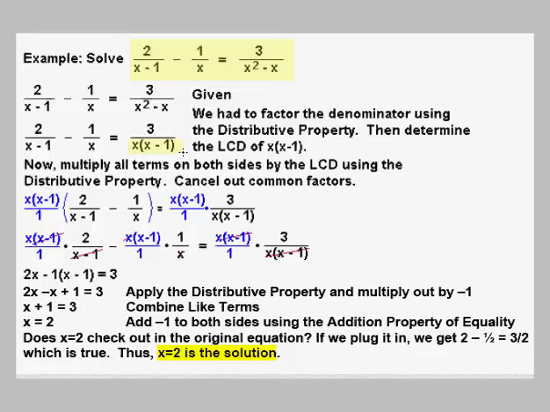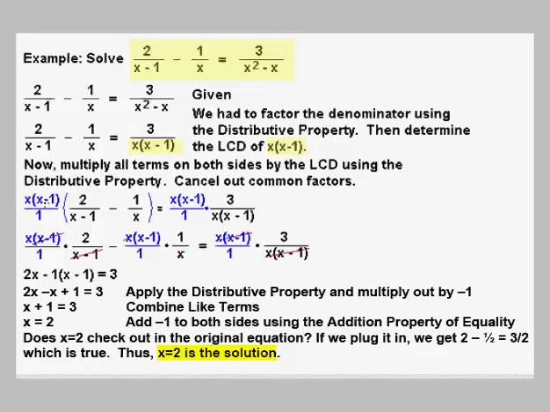Now we look for the common denominator. Well, it has to contain all the denominators as factors. So we need an x and we need an x minus 1. So our least common denominator is x times x minus 1. Now we multiply both sides of this equation by that least common denominator. And when we do that, we're going to end up canceling out all the denominators and have an equation that has no fractions in it. So we do that in the next step.